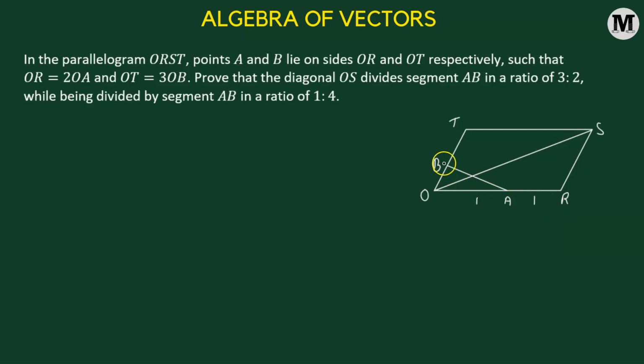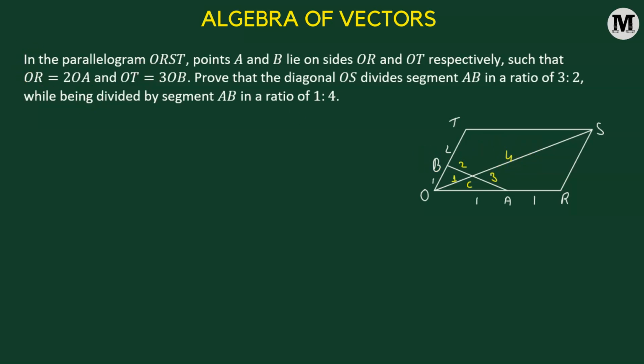Then point B is chosen on the side OT in such a way that 3 times OB equals the length OT. In other words, B is dividing OT in the ratio 1:2. Fine. Now we need to prove that the diagonal OS divides the segment AB in a ratio of 3:2. Let's call this point C. So C is going to divide AB in the ratio 3:2, and it is itself getting divided in the ratio 1:4. So the ratio of OC to CS is going to be 1:4.